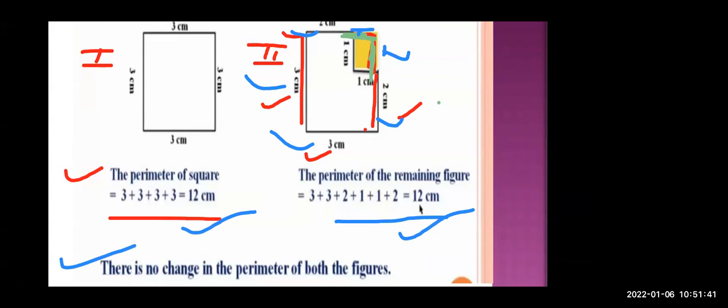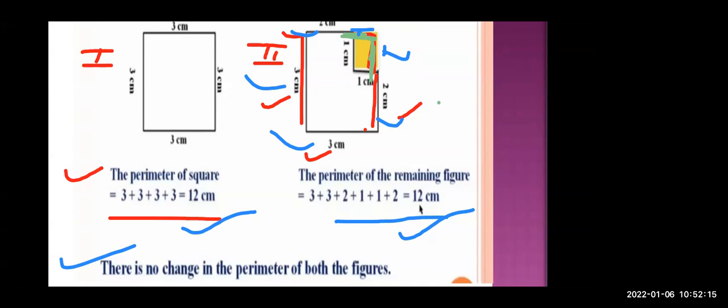Why? Because it is the figure of a square, and a square has all four sides the same. If we cut some remaining parts and add the remaining part, the answers are the same. The perimeter of the square is 12 centimeter, and the perimeter of the remaining figure is also 12 centimeter. So there is no change in both the figures. Clear? Understood?